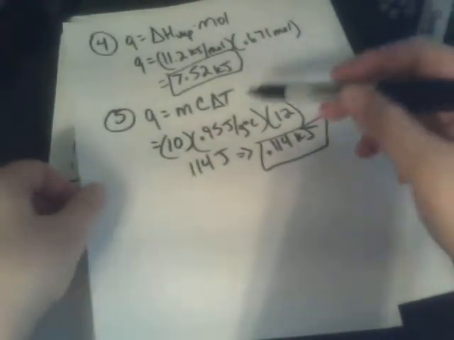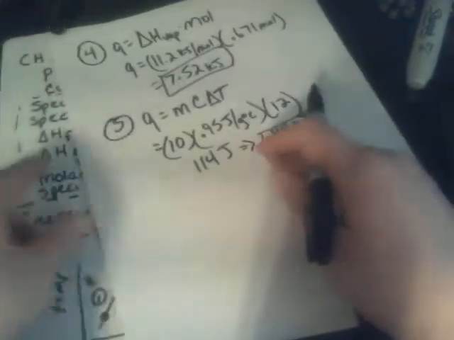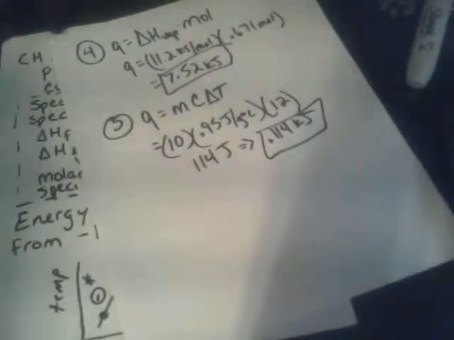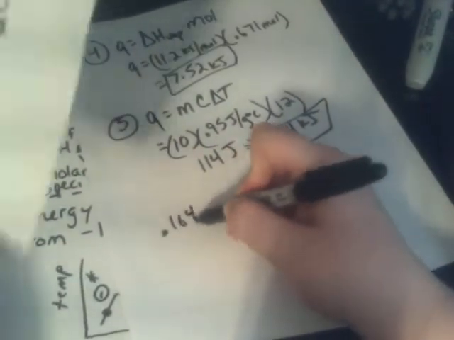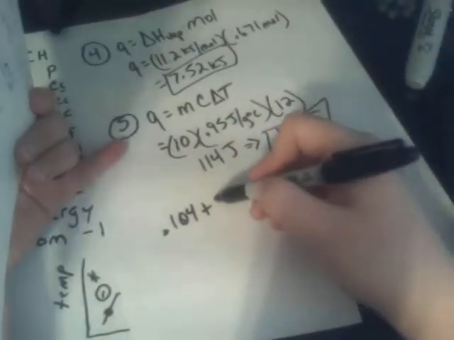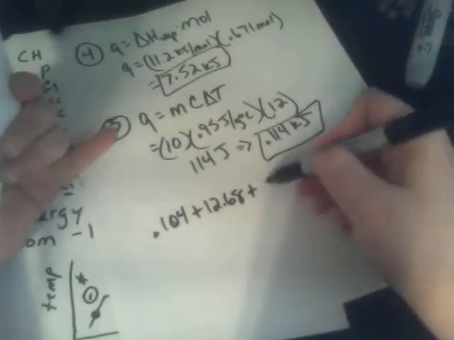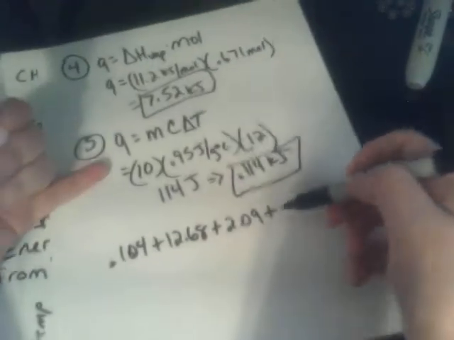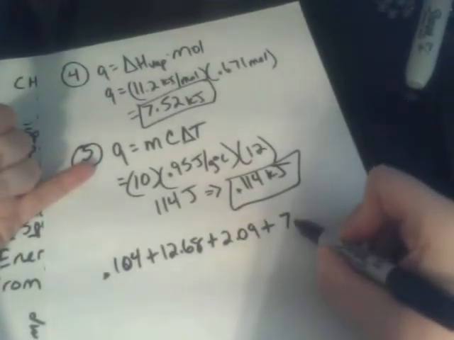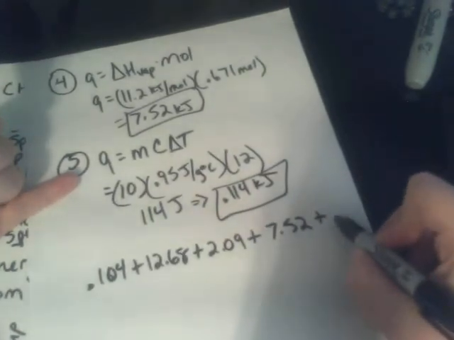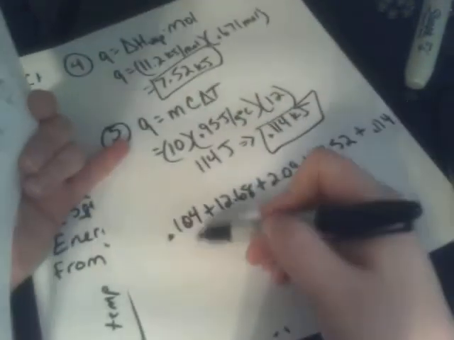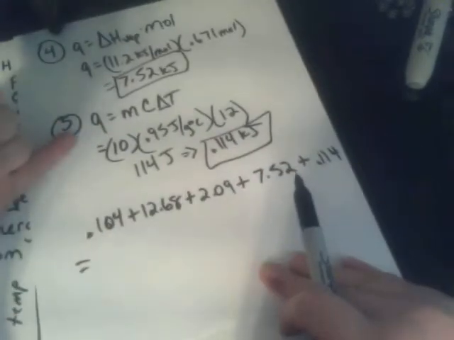So to do the whole thing, we're going to have to add them all together. We're going to have to add the first leg of our journey, second, third, fourth, and fifth. So it's really going to be 0.104, sorry, that's a 0, plus 12.68 plus 2.09 plus 7.52 plus 0.114. These are all in kilojoules, right? So our answer is going to be in kilojoules.